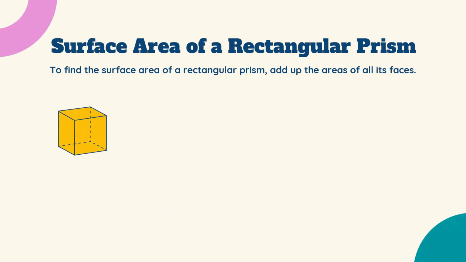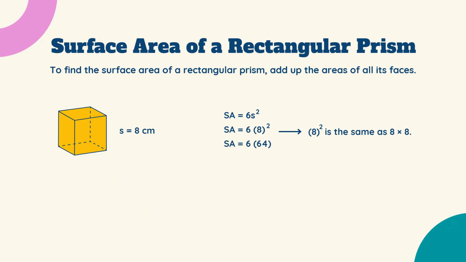Let's find the surface area of a cube with a side length of 8 centimeters. A cube has 6 identical square faces. So the formula to find the surface area of a cube is 6 times side squared. In this example, our side is 8 centimeters. Then we multiply 8 by itself, which is just the same as 8 times 8, and it gives the answer of 64. Then multiply it by 6 because a cube has 6 faces. And the surface area in this example is equal to 384 square centimeters.